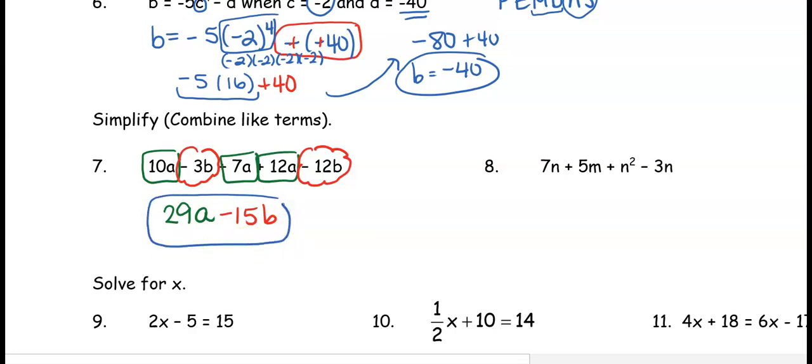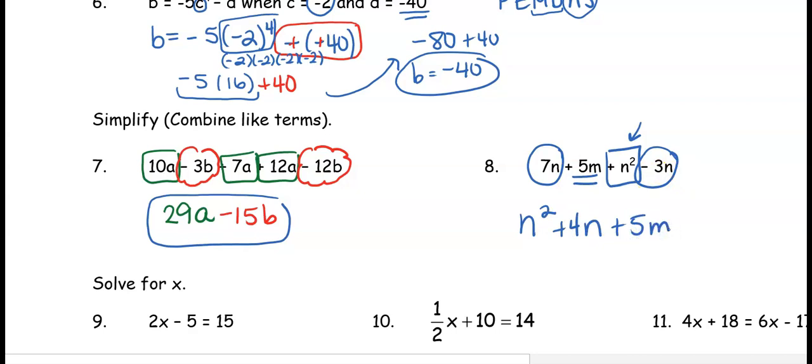We go to number 8. I see an n and an n. I see an m and I see an n squared. So I have 3 different categories here. I always like to put it in descending order, so highest exponent to lowest exponent. This right here is my highest exponent, n squared. And then the n's next. So 7 minus 3 is going to give us 4n. And then we just have that 5m term. These two cannot go together because one's an n squared and one's an n. And then the other term is an m. So we no longer have any more like terms that can be put together.